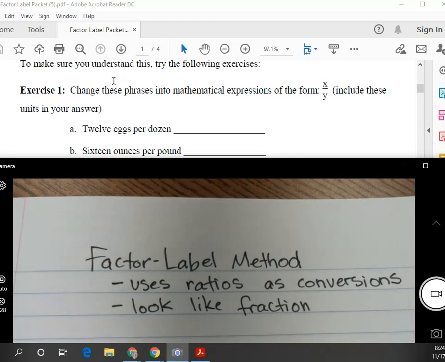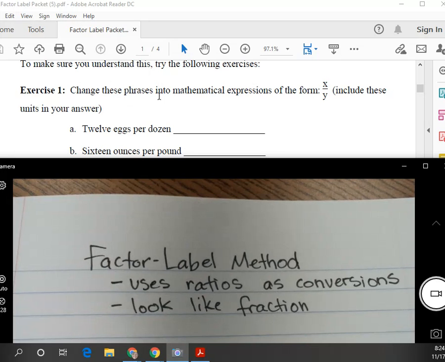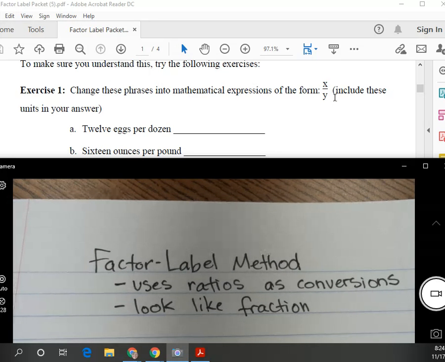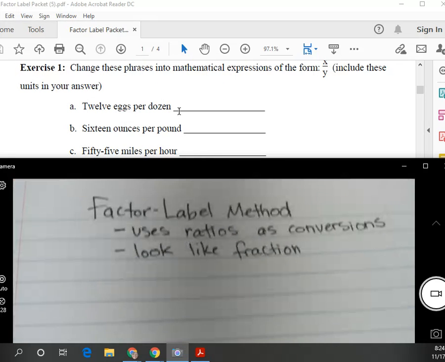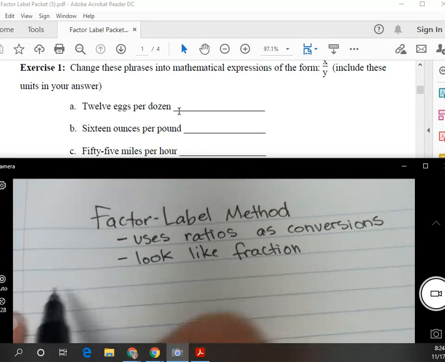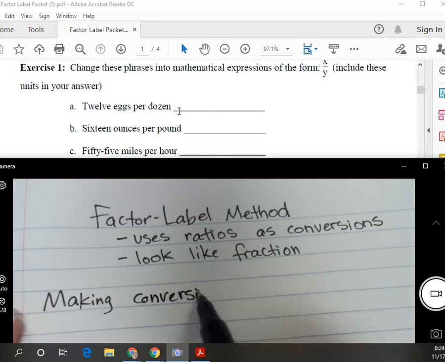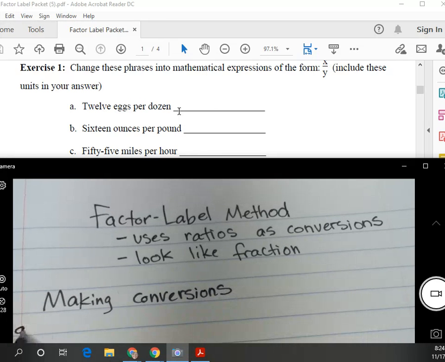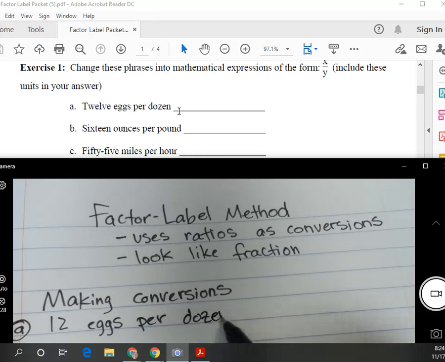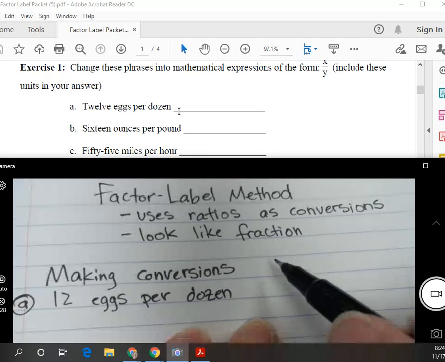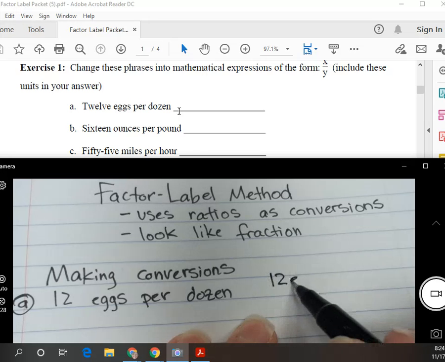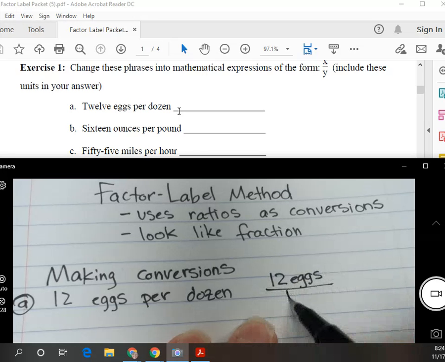All right, so let's look at this first exercise. We're making these ratios. It says change these phrases into mathematical expressions, just like a fraction. Include these in your answer. So making conversions is what I'm going to put in my notes. The first one, 12 eggs per dozen. I'm going to go ahead and write it down, that way I can see it when I'm given a quiz later. What does that look like when we make a conversion out of it? We just write 12 eggs, because eggs are our unit, per 1 dozen.